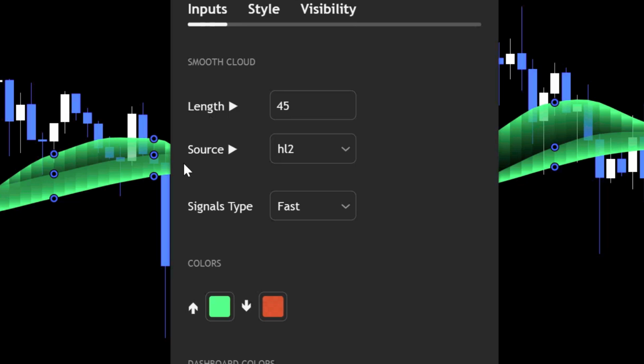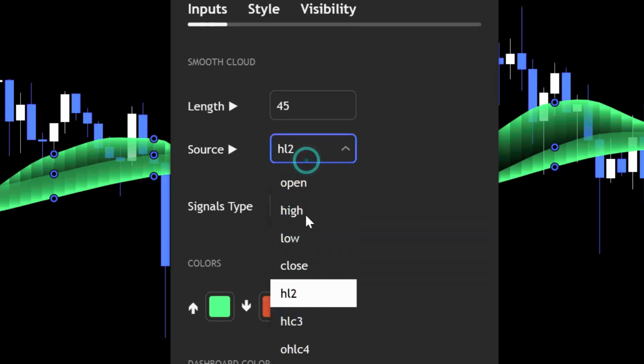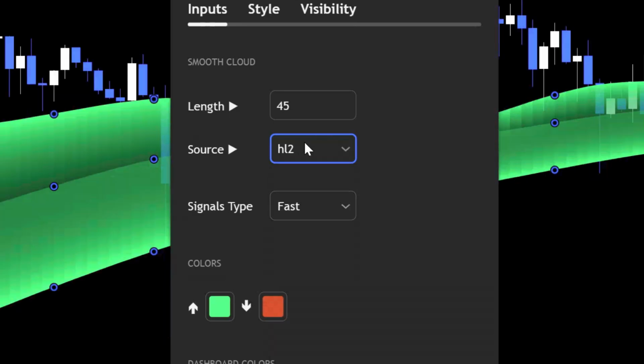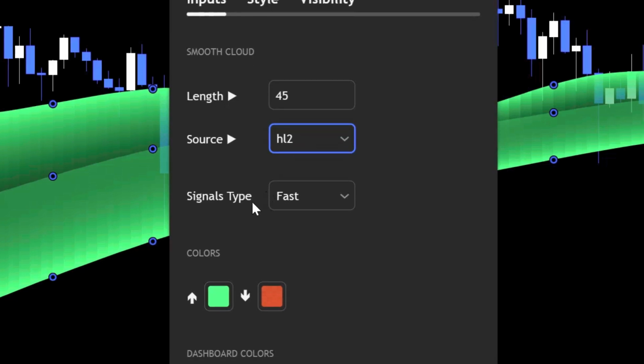Then we've got the source set to HL2. That's just a simple calculation that takes the high price for each period added to the low price and divided by 2. This gives you a middle ground price, which is more balanced than just using the close. It avoids giving too much weight to any extreme highs or lows.